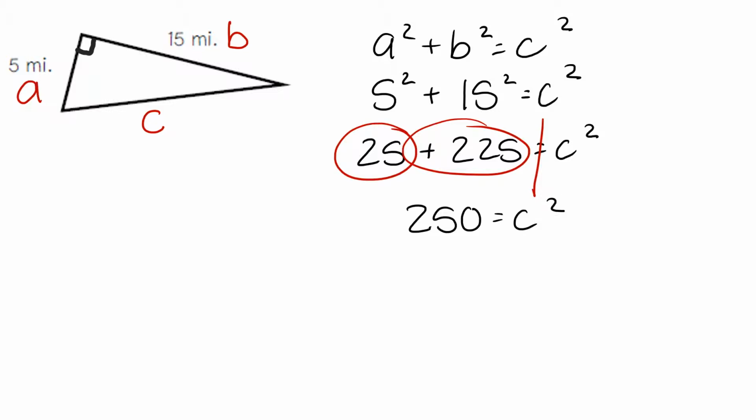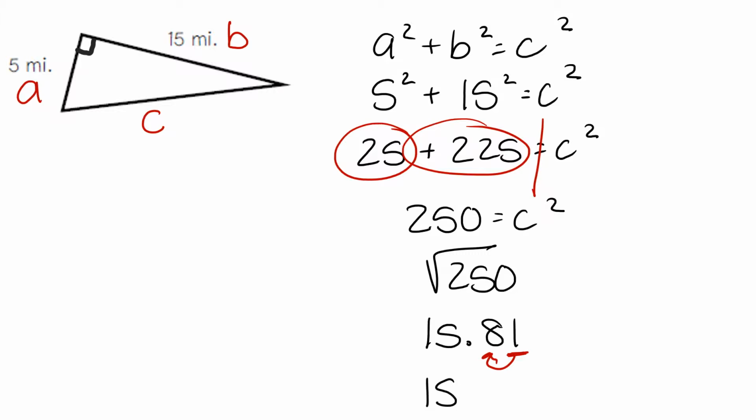The last step of the Pythagorean theorem is to take the square root. The square root of 250 is going to give us 15.81. Looking at the 1, it is less than 5. 5 and higher we round up, 4 and less we round down, so 15.8, we round down.